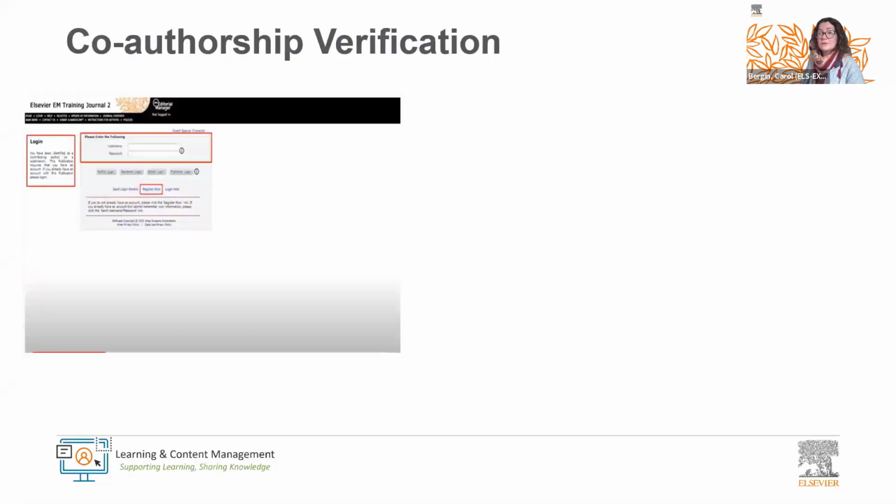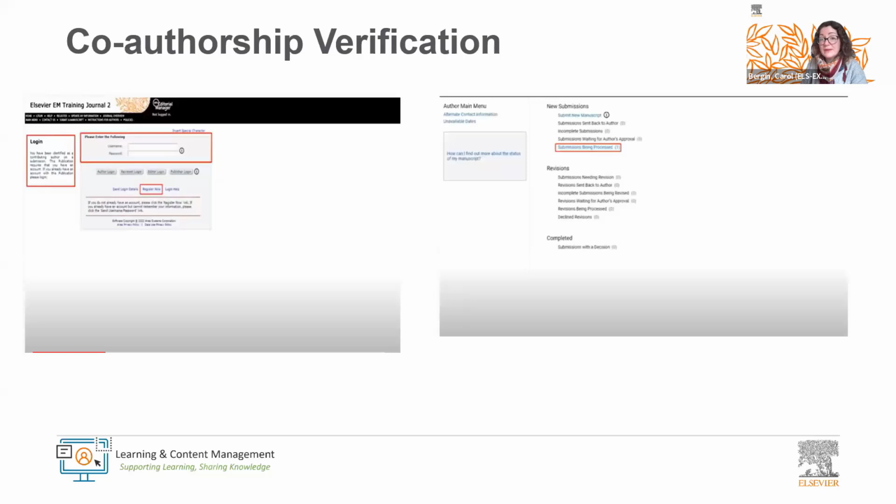Some journals will ask that you also register or log in to confirm your co-authorship, as I said. And you can also then view the status of that submission from the main menu under the submissions being processed folder. Depending on your journal configuration, you may also receive up to 2 reminders to verify your co-authorship.